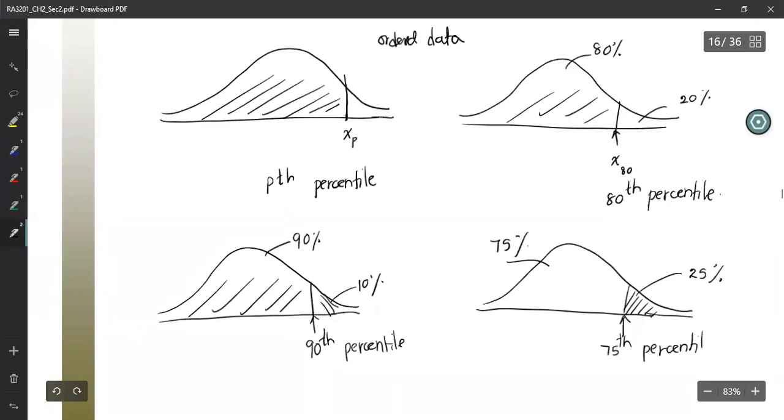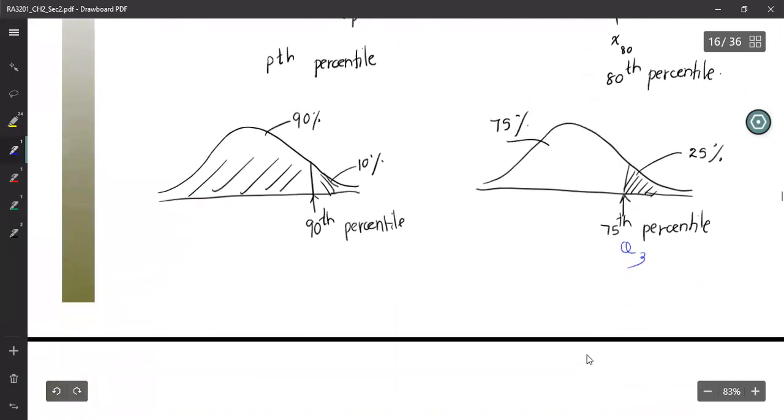Can you give me another name for the 75th percentile? Something that you have learned a little bit ago? Another name for the 75th percentile. That is the third quartile. Very good. So this is actually Q3, right?